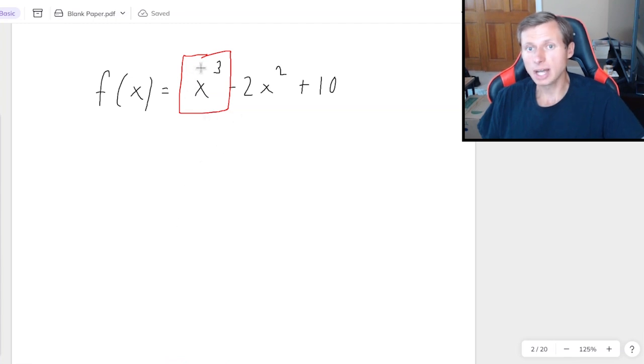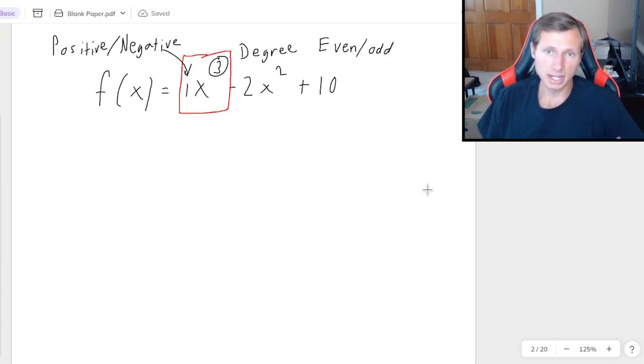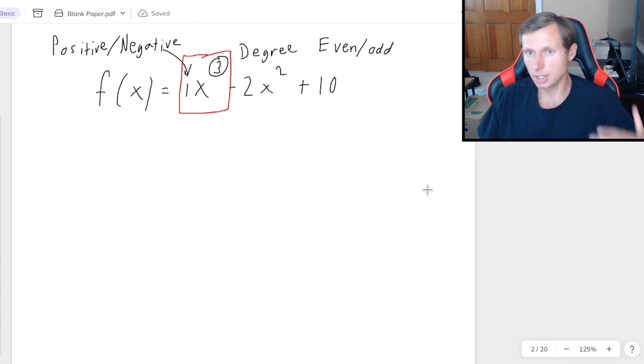So specifically, I'm looking at the degree here, and I'm also looking at the coefficient. In this case, there's an invisible 1 in front of the x, but what's most important is whether it's positive or negative, and in this case it's positive. And for the degree, I don't care about the number, I just care if it's even or odd. And so because of this, I can have 4 possibilities between the degree and the coefficient.